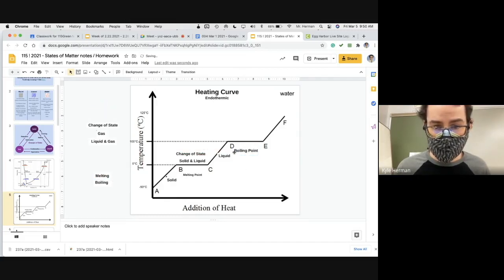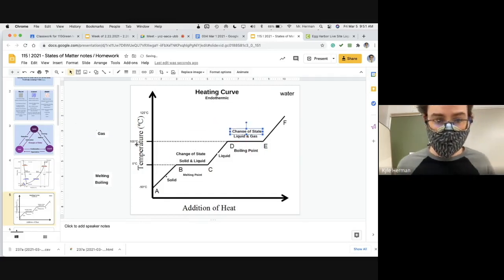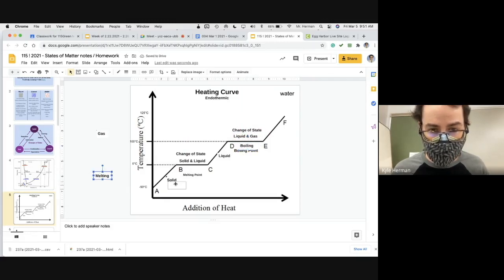Boiling point is D. We have now both liquid and gas, just like before. We're changing state. And we would call this boiling between D and E. Oh, I missed one. Between B and C, we call this melting.